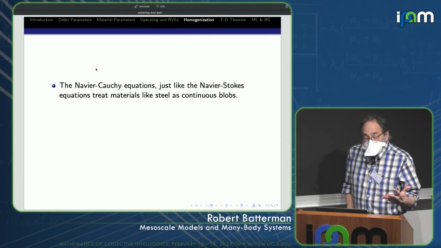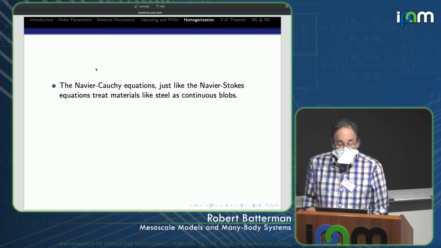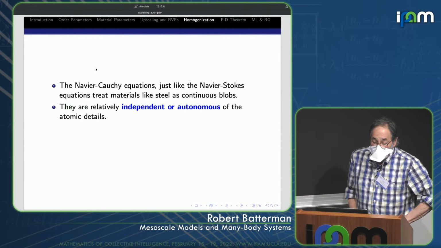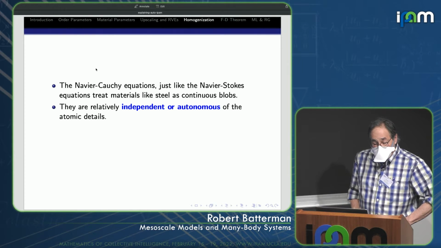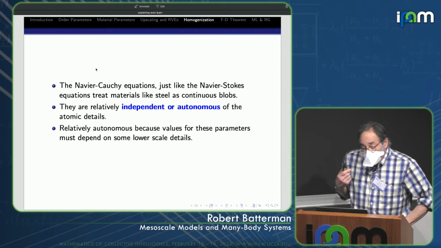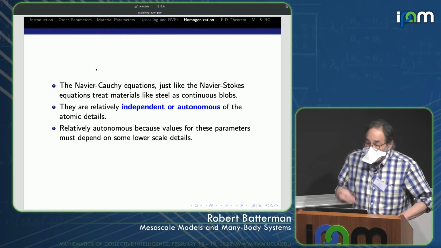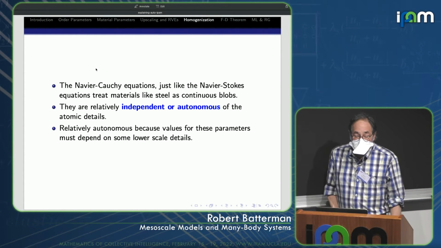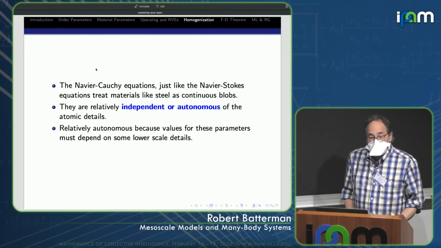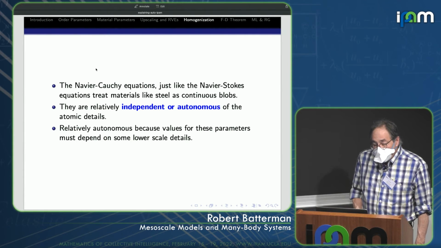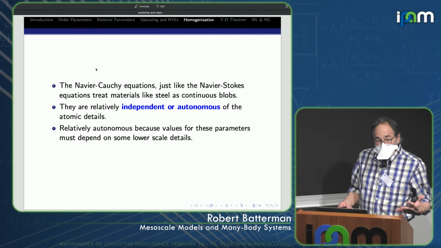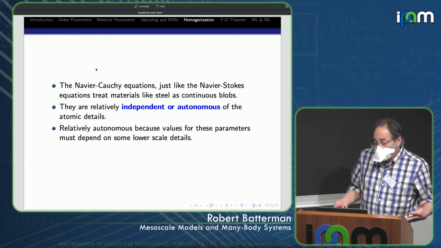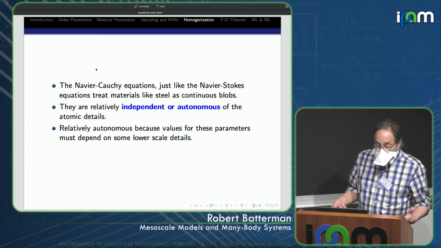These equations, just like the Navier-Stokes equations, treat the materials as continuous blobs. They're relatively independent or autonomous from the atomic details. They're relatively autonomous and not completely autonomous because the values for those parameters surely have to depend upon some lower scale details. And so what we're interested in is how can we determine the values for those material parameters given some knowledge of the lower scale details in those situations where it looks like we can't do the kind of direct volume averaging.